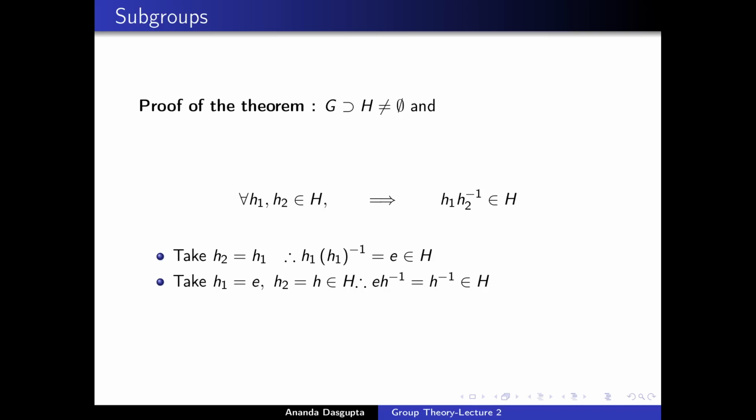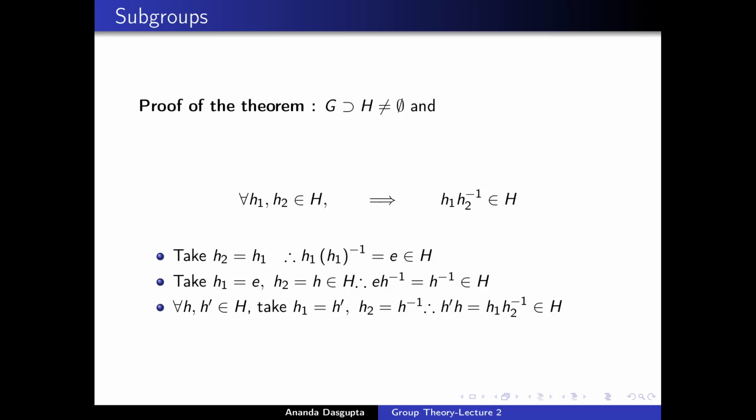We are left with closure. And for closure to work, what we do is, for any two elements H and H prime in capital H, take H1 to be H prime and H2 to be H inverse. Remember, we have just established that if small h is in capital H, so is the inverse. So taking H2 as H inverse is perfectly fine. And then H1 H2 inverse is simply H prime H, and that belongs to capital H. So what we have shown is that the product of any two elements H and H prime of capital H is in capital H. So closure is also done.